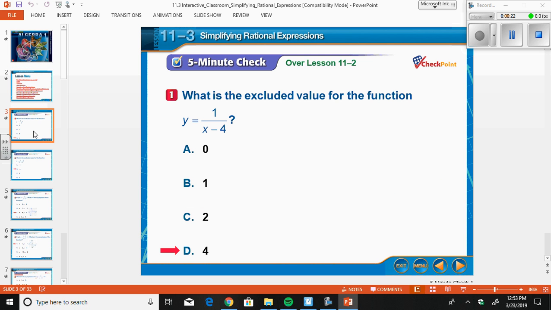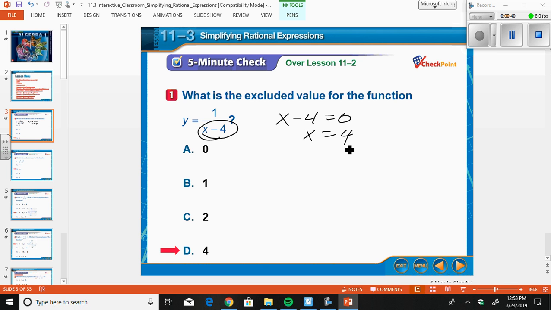So what is the excluded value for this function? That's when we find what x equals and y equals. Our excluded value comes from the denominator. So we said x minus 4 equals 0. We get x equals 4 when we solve. So we get D.